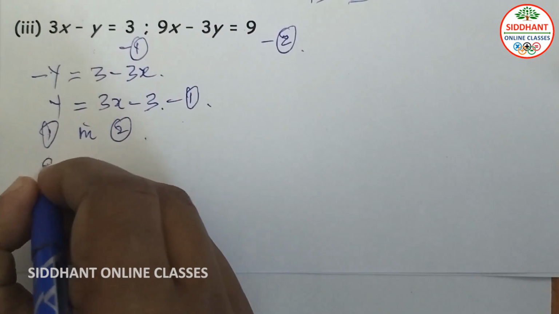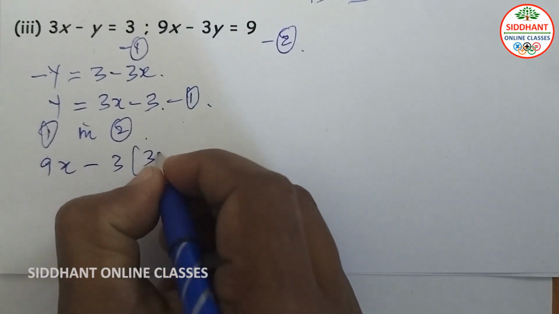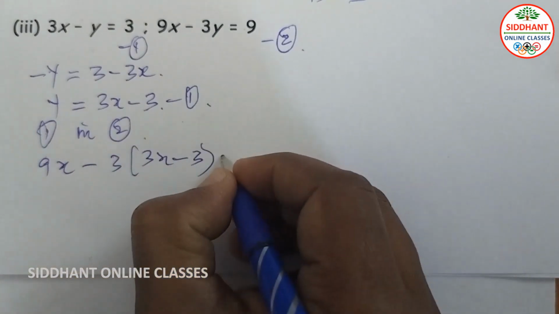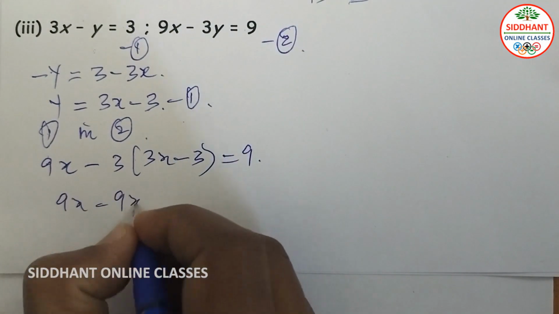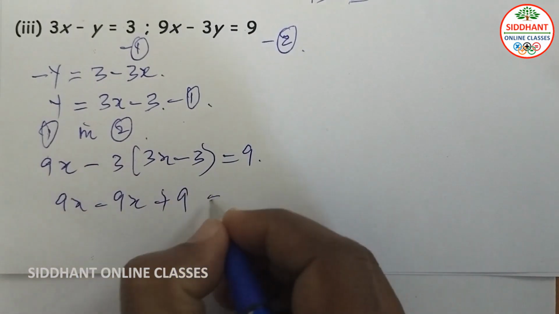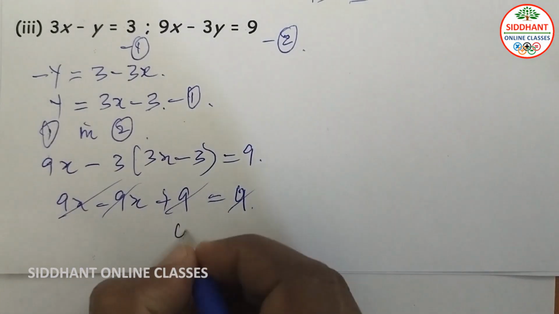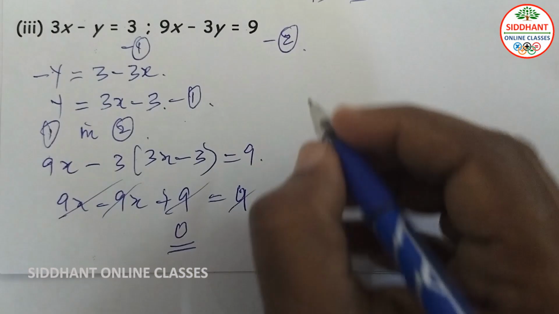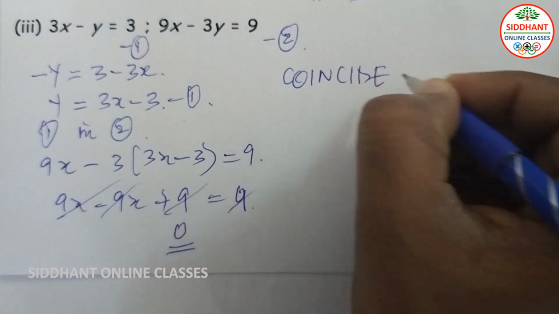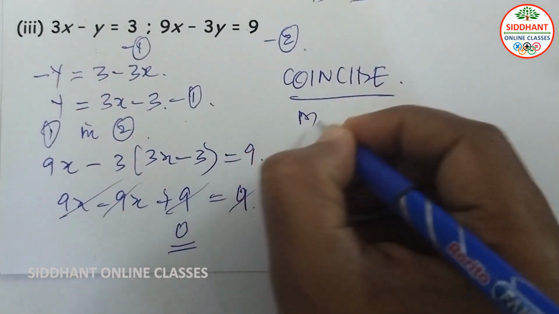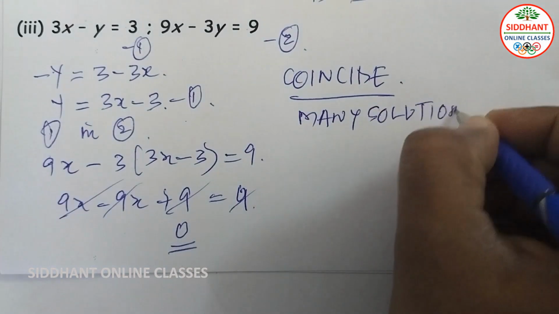So we get 9x minus 3 into (3x minus 3) equal to 9. So 9x minus 9x plus 9 equal to 9. So 9x cancels, 9 cancels, we get 0. Which means the two equations coincide with each other, and we are going to get many solutions here.